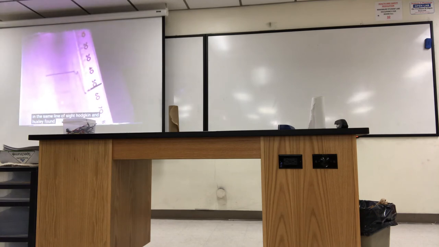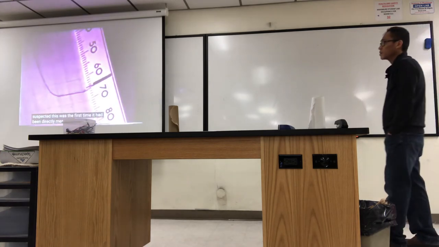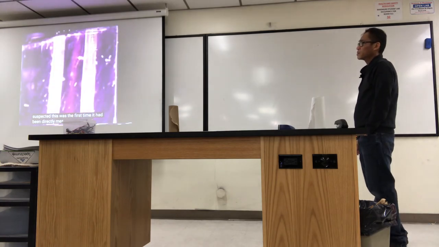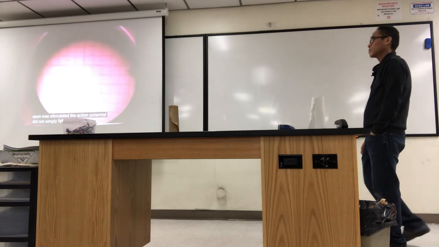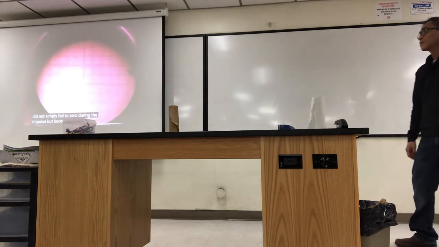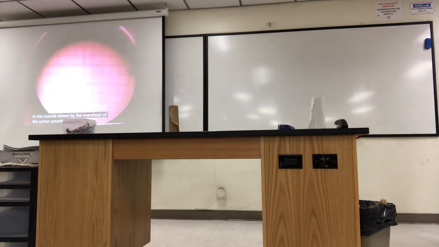Hodgkin and Huxley found that as the electrode entered the axon, a negative potential with respect to the external seawater of about 65 millivolts was obtained. This was the resting potential of the axon, and although its existence had long been suspected, this was the first time it had been directly measured. Moreover, when the axon was stimulated, the action potential did not simply fall to zero during the impulse, but became positive with respect to the outside, shown by the overshoot of the action potential.